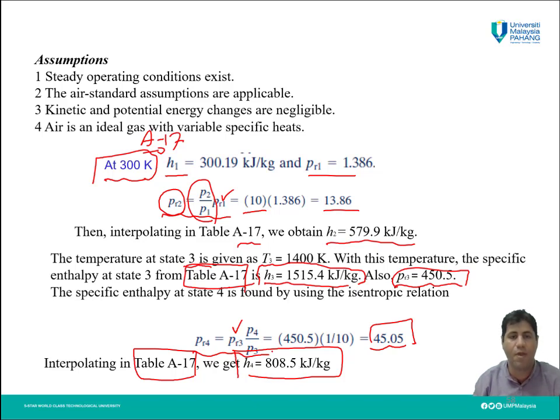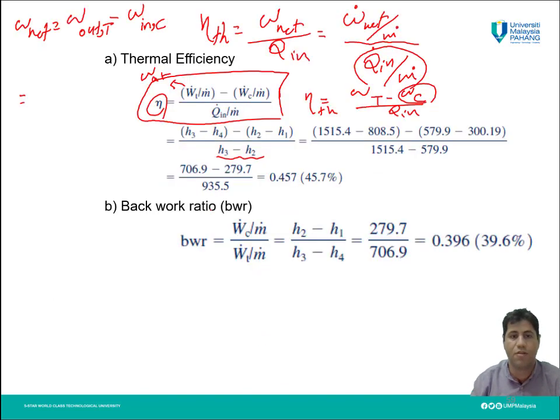So now we have enthalpies for all of the states. So simply we can use this equation. We have H1, H2, H3, H4, and we can use this equation to calculate thermal efficiency for this cycle based on the enthalpies which we have here, which will be equal to 45.7%.